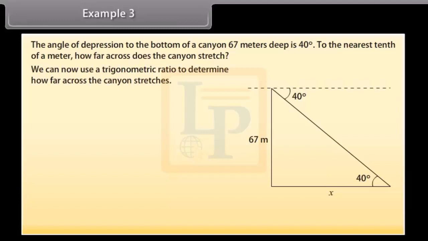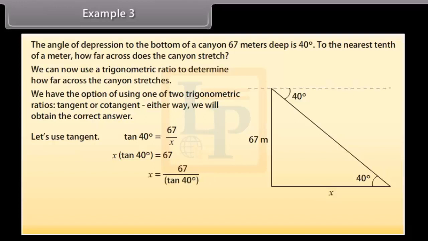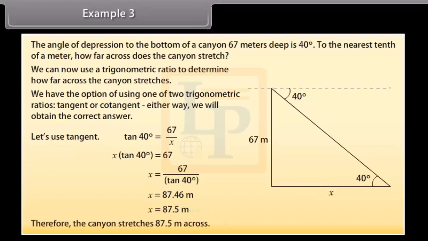We can now use a trigonometric ratio to determine how far the canyon stretches. We have the option of using one of two trigonometric ratios, tangent or cotangent. Either way, we will obtain the correct answer. Let's use tangent. Tan 40 degree is equal to 67 upon x. X into tan 40 degree is equal to 67. X is equal to 67 upon tan 40 degree. X is equal to 87.46 meter. X is equal to 87.5 meter. Therefore, the canyon stretches 87.5 meter across.